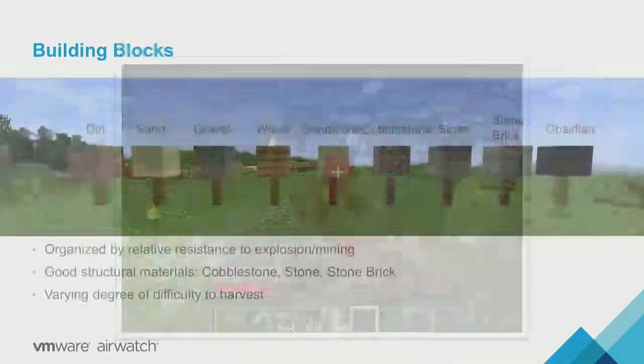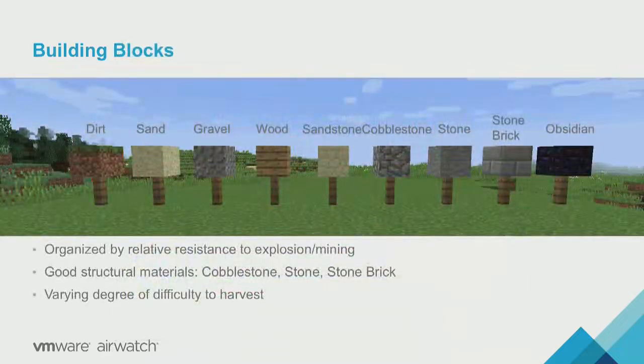So here's a quick look at some of the different blocks. This is not an exhaustive list of blocks. These are the ones that I probably tend to work with most frequently, and also the ones that most people are familiar with. They do sort of go up as you go to the right in resilience and strength. So obsidian, strongest block in the game.